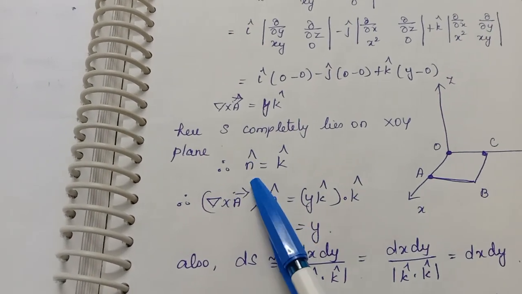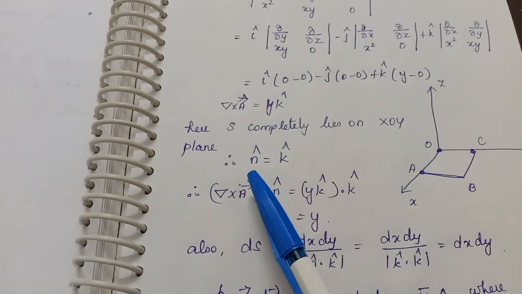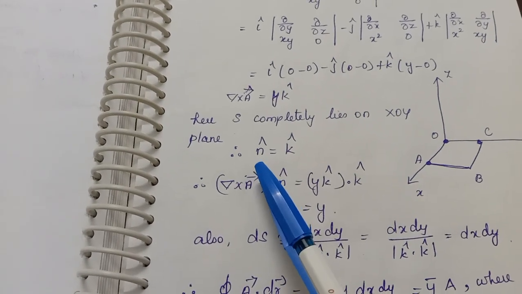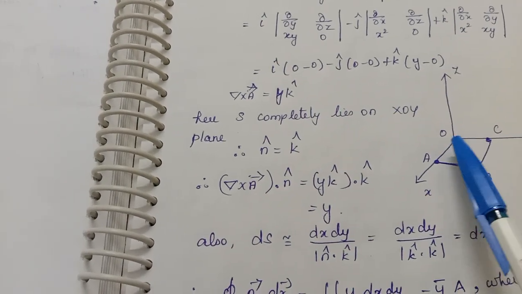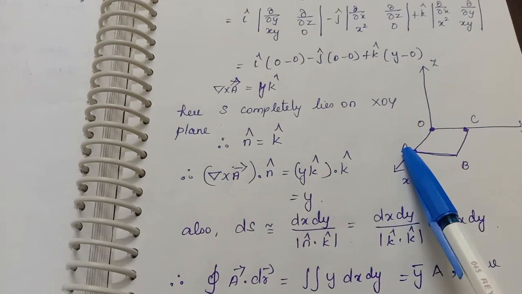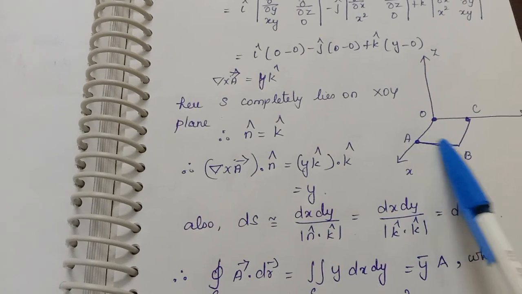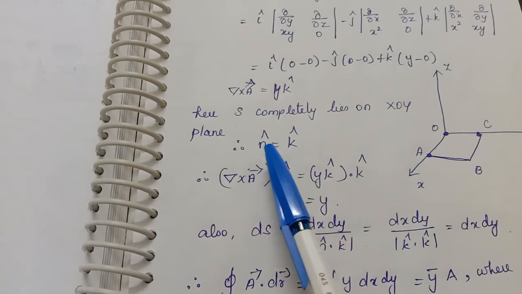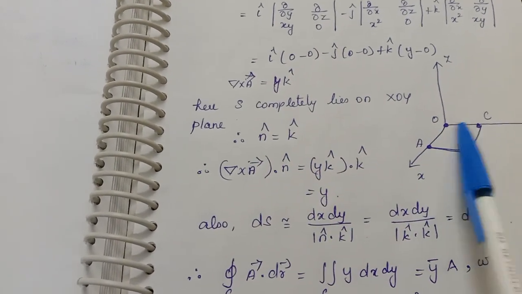Now we want to find n cap. In the previous problem, n cap we found using the formula del phi by modulus del phi because there it is a curved surface, no. For that you have to find in that way only. But here this is lying on the plane. So no need to compute del phi by modulus del phi and all. It is simple. Look at this picture. This is the xy plane. So what is its perpendicular? Throughout the square, the z-axis is the normal. That means k is the unit normal. That is n cap is equal to k cap, because this is a plane area, no.